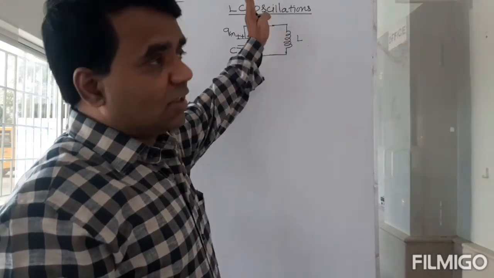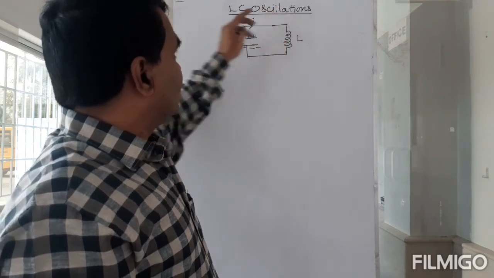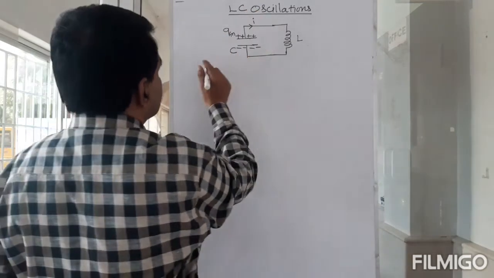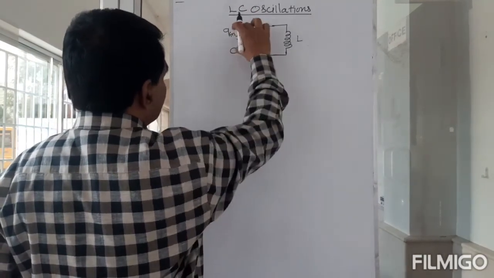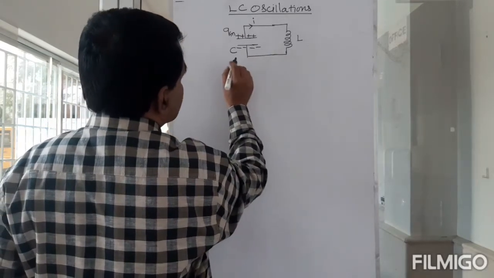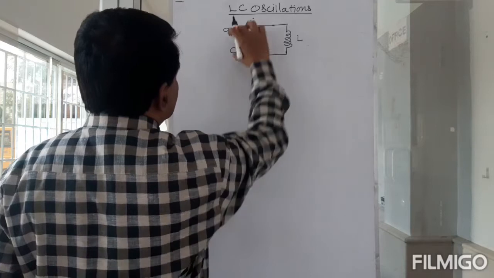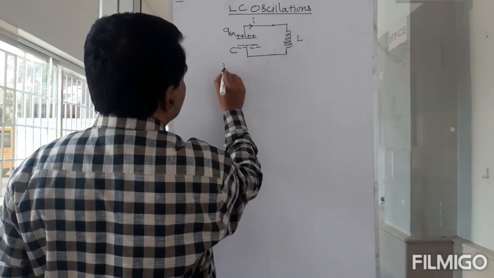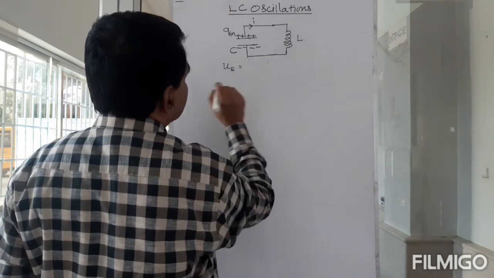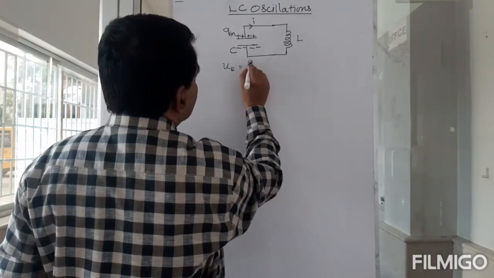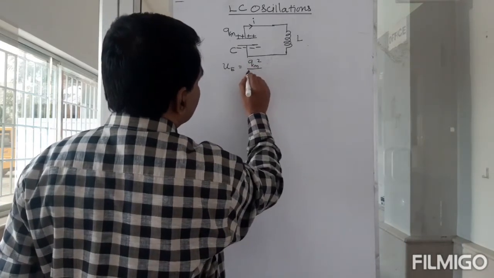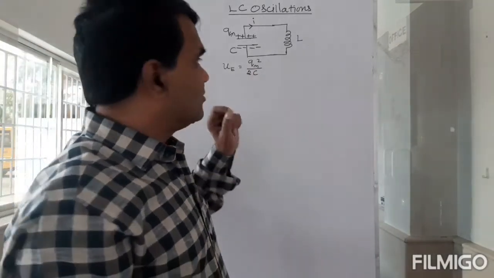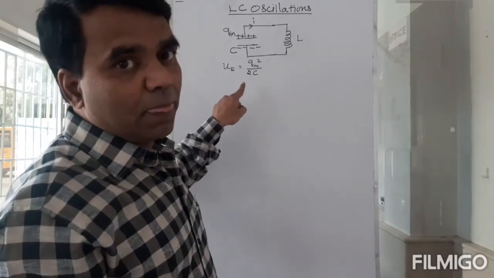But before it starts discharging, this will have certain energy. So what is that energy? I call this the potential energy stored in the capacitor. I'll call this UE, because it is electrical energy, right? This UE is given by Qm squared by 2C. So in the beginning, this is what you will have.